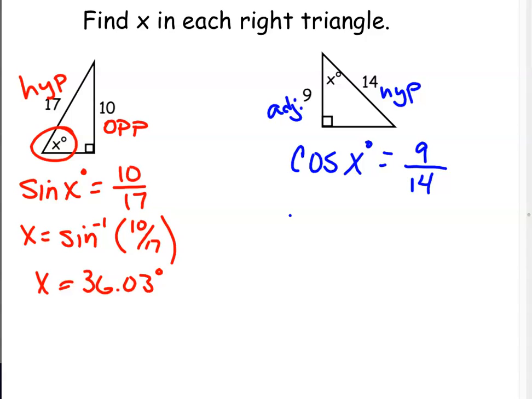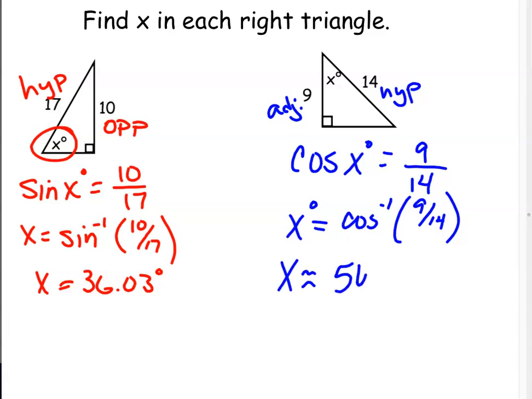So x would be the inverse cosine of 9/14. And what did that end up being? About 50 degrees. It's like 49.99 something. Okay, so x is about 50 degrees.